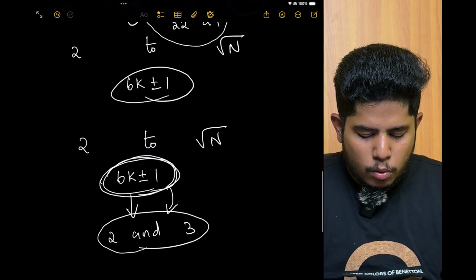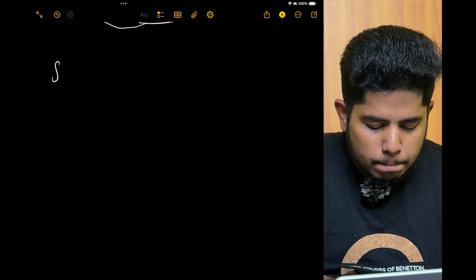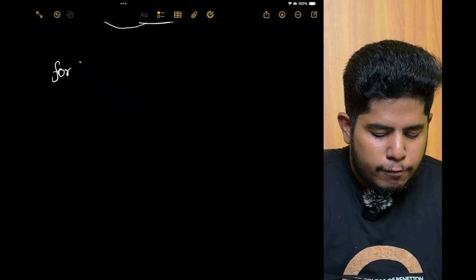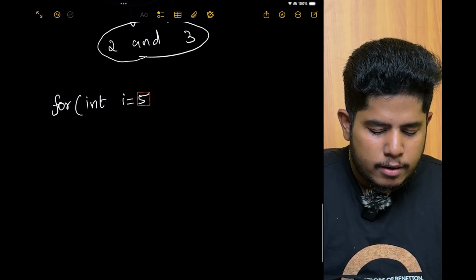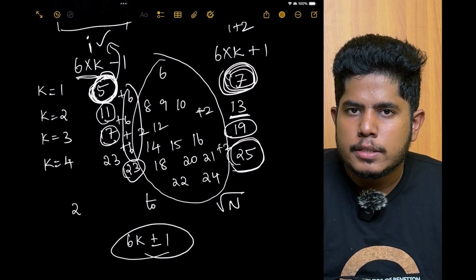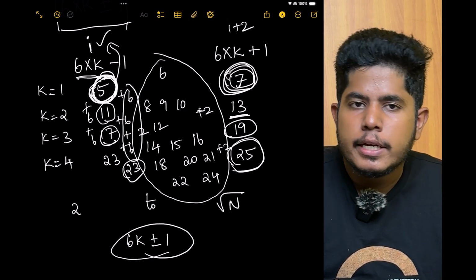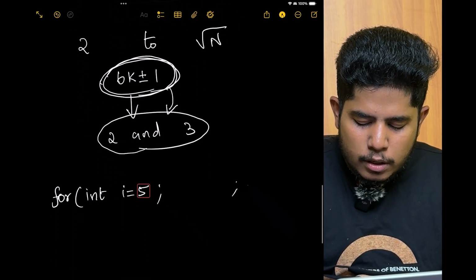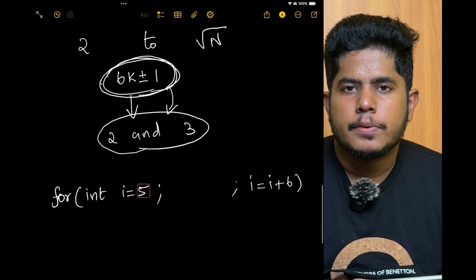Right? So how should our loop actually be? For integer I equal to 5, because that's where this formula starts. 5 is where the formula starts. And every time I is incremented by 6. So I'll leave the condition part out for now, but in the incrementation, I can write I is equal to I plus 6.